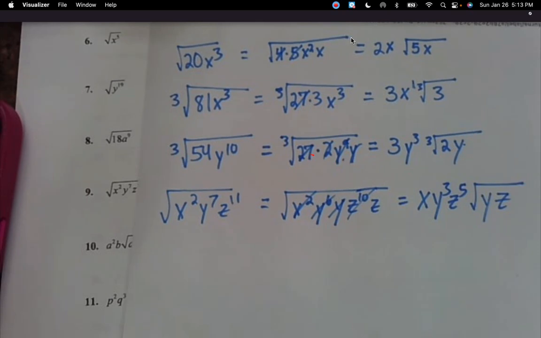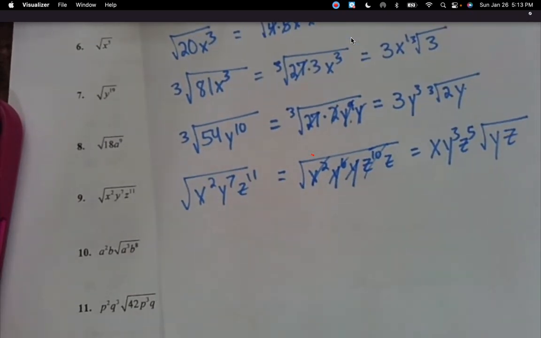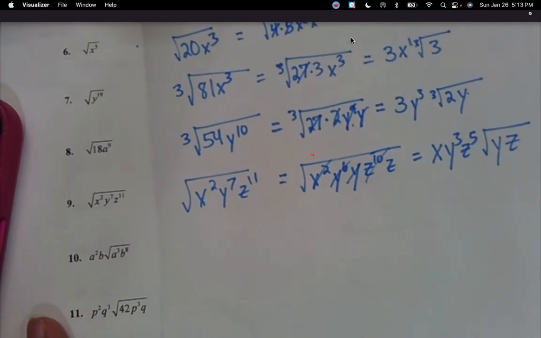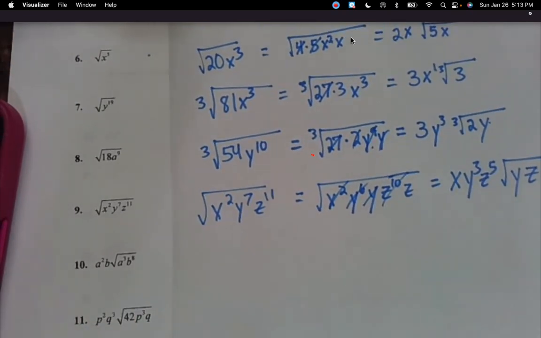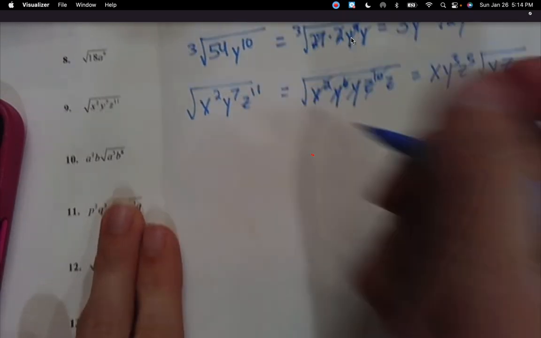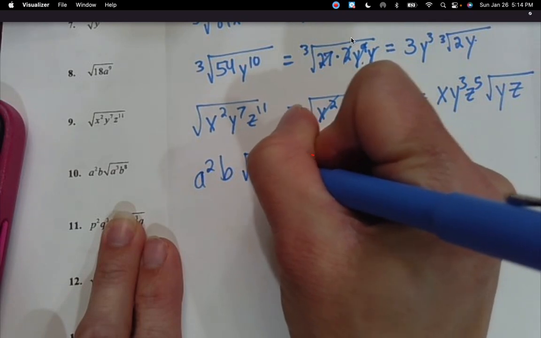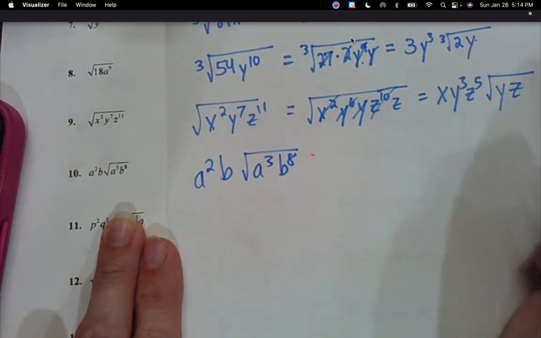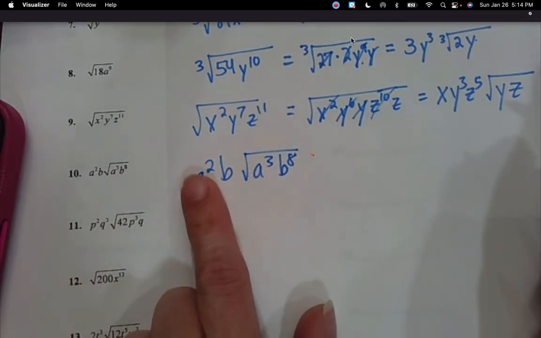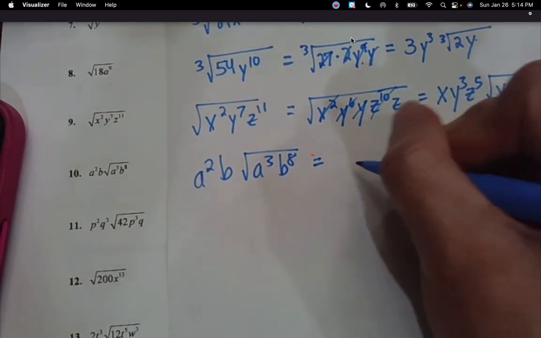Okay, let's look at one where we have some other variables already out there. Let's look at number 10. And I'll let you do number 11. So number 10 says a squared b square root of a to the third b to the 8th. So this is a square root. Don't forget we're just leaving all this out here. Okay? So I'll write that down.